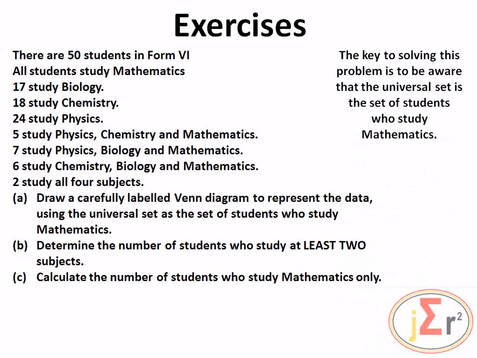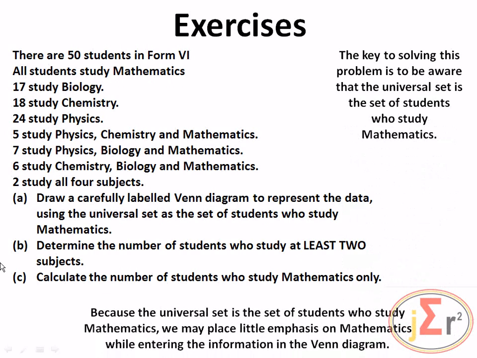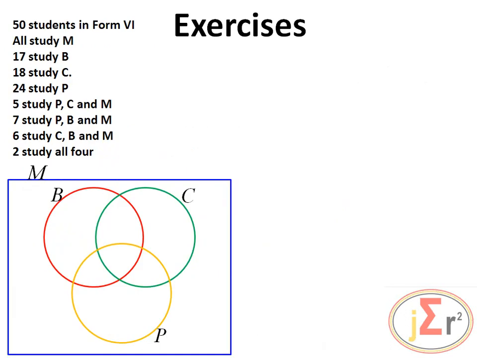The key to solving this problem is to be aware that the universal set is a set of students who study mathematics. Of course, it was not hidden. It says so right here: using the universal set as a set of students who study mathematics. Because the universal set is a set of students who study mathematics, we may place a little emphasis on mathematics while entering the information in the Venn diagram. So here is our problem in short.